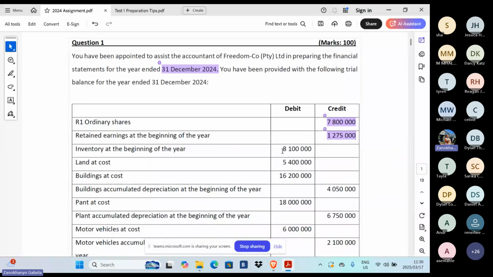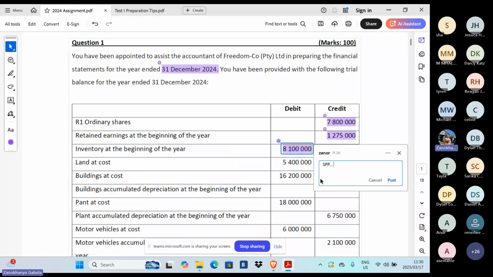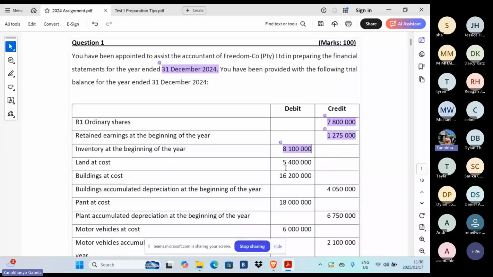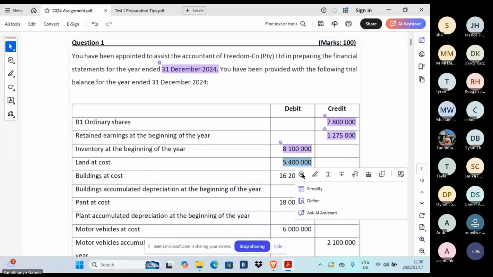Then inventory at the beginning of the year, okay, this information is going to go to the statement of financial position. Why are we given it? Maybe to calculate cost of sales. We don't know yet. We're still reading. So this is basically to allow us to see what the question is all about. Landed cost, nice stuff.